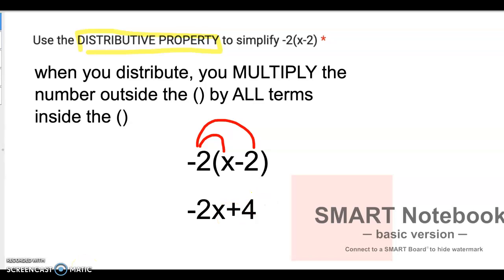We're done simplifying it because there are no more like terms. There's nothing else we can combine. We've used the distributive property, and now we're done.